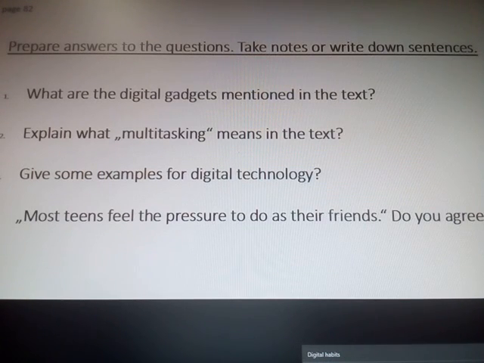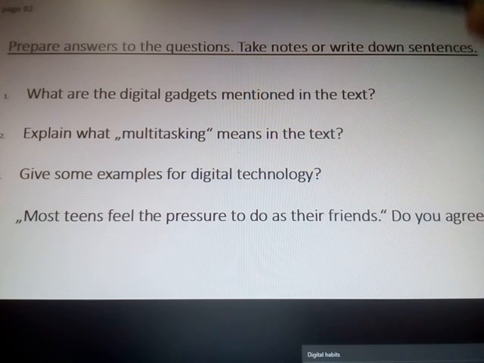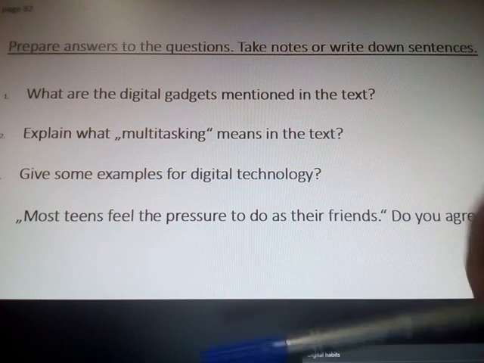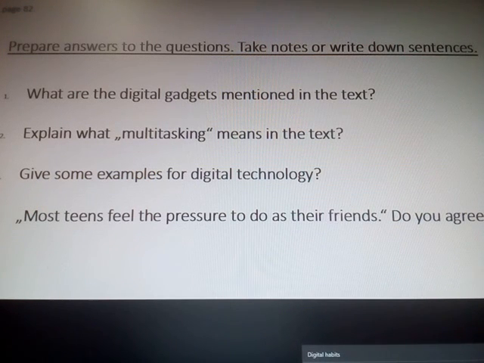Alrighty, next slide. Go back to the text again, read the text carefully and write down sentences. I want you to write complete sentences. What are the digital gadgets mentioned in the text? Explain what multitasking means in the text. Give some examples for digital technology. And most teens feel the pressure to do as their friends. Do you agree? Yes or no? I want you to write these questions down, write down the answers, and send a picture of those questions via WhatsApp, please.